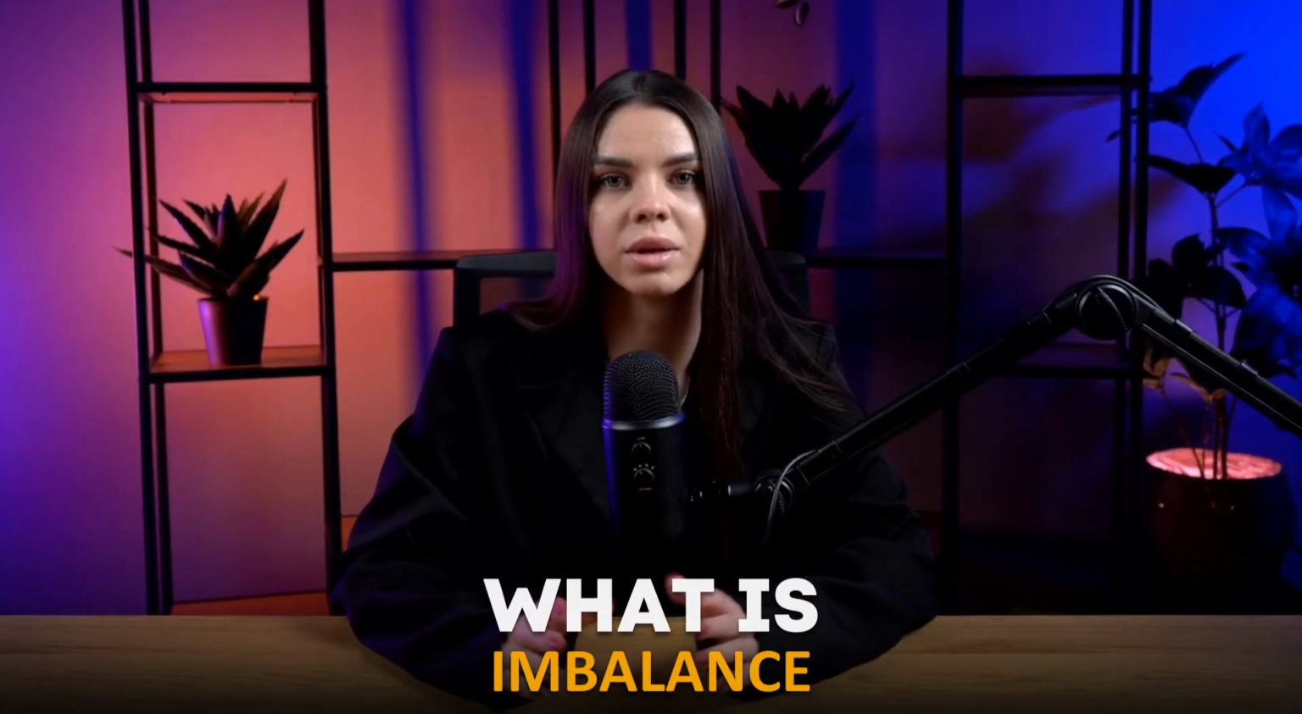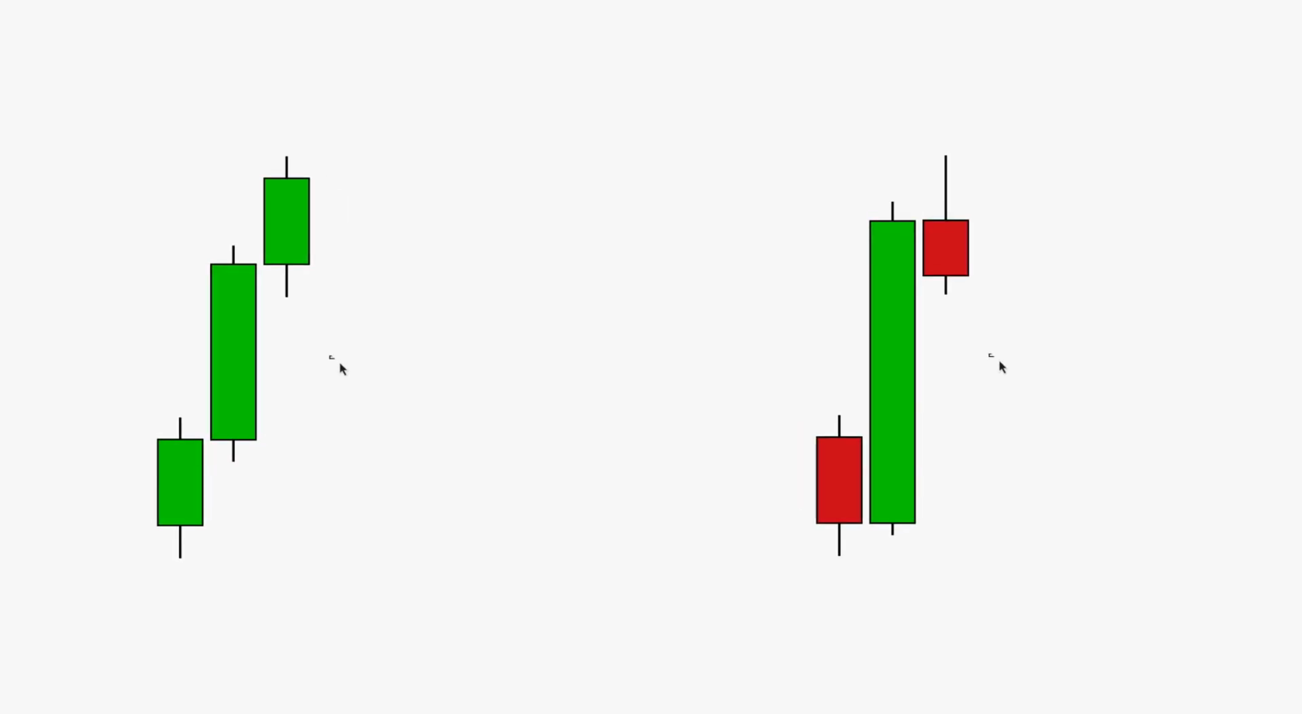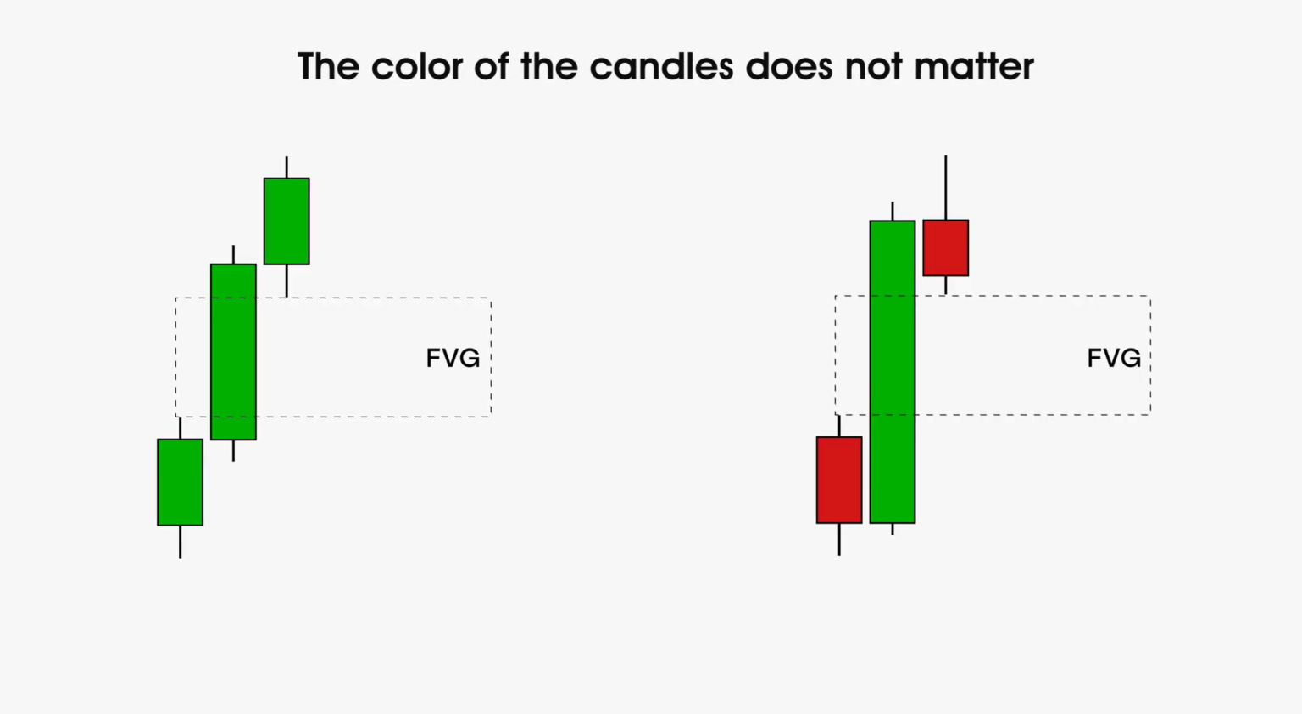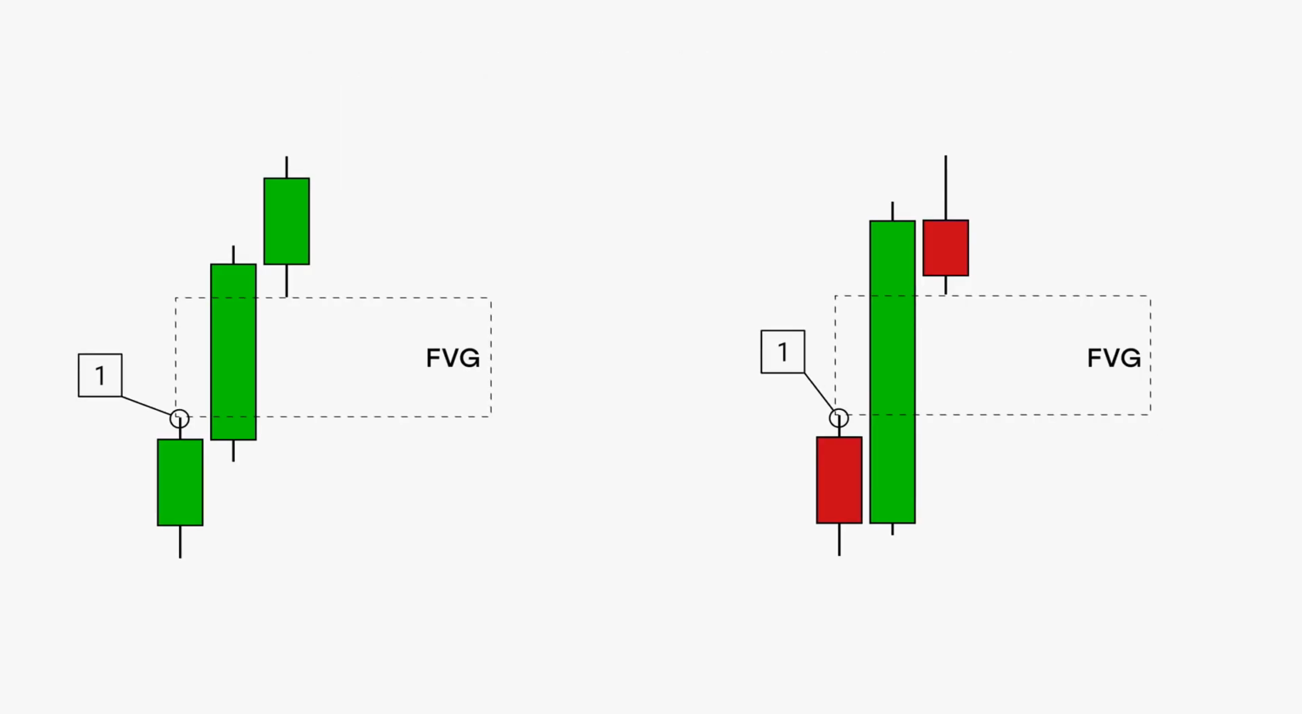Now, let's understand what imbalance is. Simply put, it's a gap on the chart occurring between the wicks of 3 consecutive candles, with the color of the candles being irrelevant. In an upward movement, the upper wick of the first candle does not reach the lower wick of the third candle, leaving a space indicating an unexpected market gap.